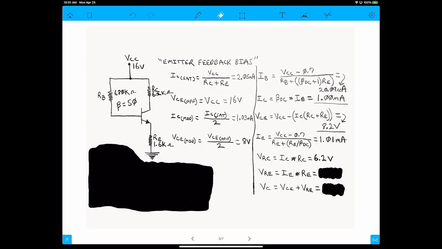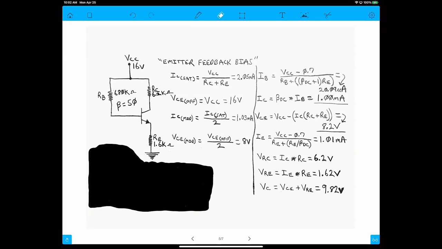And if we put that into our formula, we're going to get a 6.2 volt drop across RC. And then for RE, for our voltage there, we're going to come up with 1.62 volts. And then finally for our VC, VC is going to be our VCE plus the VRE. And when we put those together, we come out with 9.82 volts. All right, so really the key to this is just making sure that you input the values correctly into your formulas.